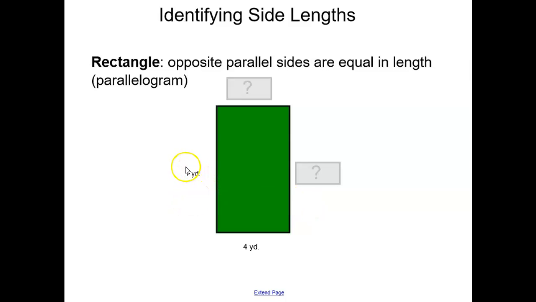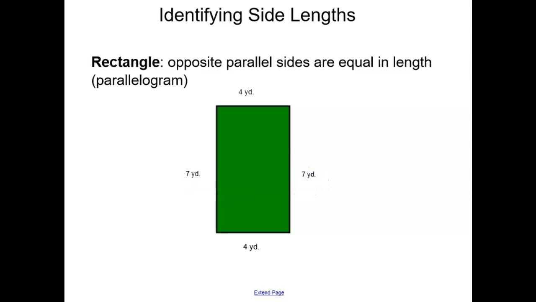So I know, boys and girls, if this side length is 7 yards, it has the exact same side length as its opposite parallel side over here. So if this side is 7 yards, then I know automatically that its opposite parallel side must also be 7 yards. Let's test this side. I know if this side length is 4 yards, its opposite parallel side length must also be what? Yes, the opposite parallel side length must also be 4 yards.